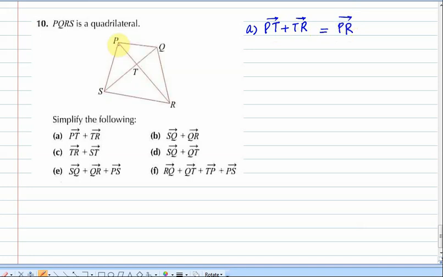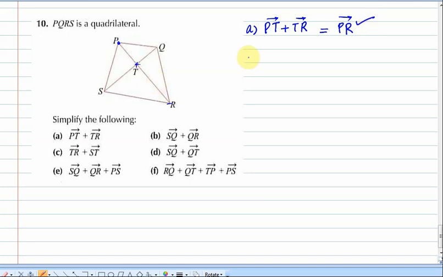But if you observe the figure, you are starting from the point P. First you travel from P to T, right? This one, P to T. And then you start your journey from T to R. So ultimately you have moved from P to R. So that's why it is your resultant, right?